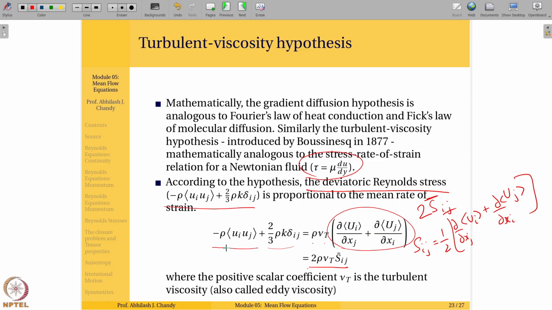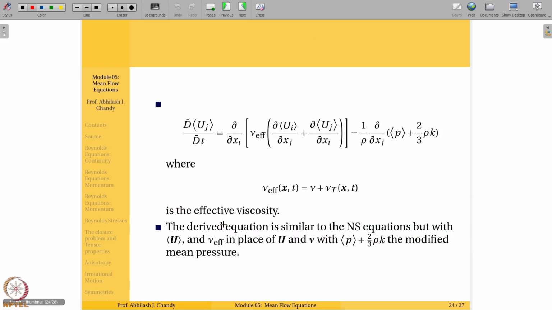What we are saying is the deviatoric stress tensor, which is minus rho ui uj plus 2/3 rho k delta ij. This is the entire Reynolds stress term. That is why you have the 2/3 rho k delta ij, because this is the isotropic part and this is the anisotropic part. That is equal to 2 rho nu t Sij. So that is the turbulent viscosity hypothesis.